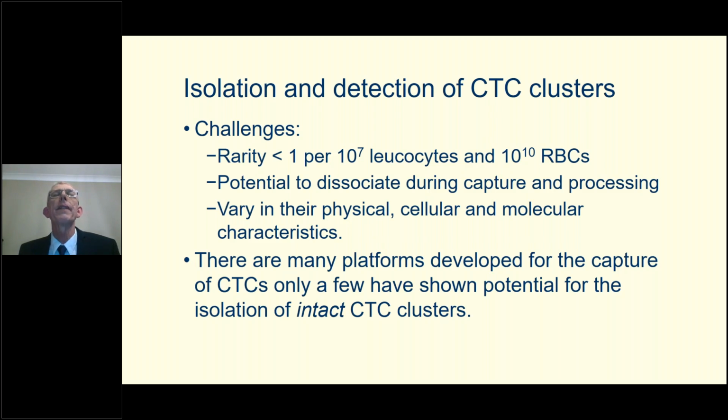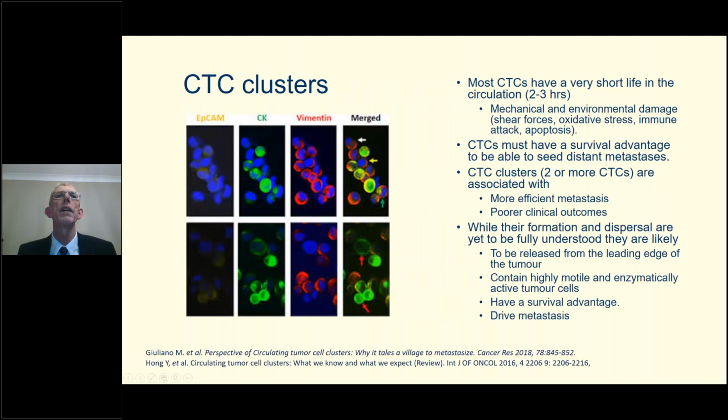So in terms of the identification and isolation of clusters, it presents particular challenges. They are particularly rare. Perhaps one cluster per 10 to the 7 leukocytes and 10 to the 10 red blood cells. They also have the potential to dissociate during capture and processing. So it's very important that we develop gentle methods with gentle fluid dynamics to maintain clusters within their native form. And of course, these clusters vary in their physical, cellular and molecular characteristics, as we saw from that immunocytochemical image in the previous slide shown here.